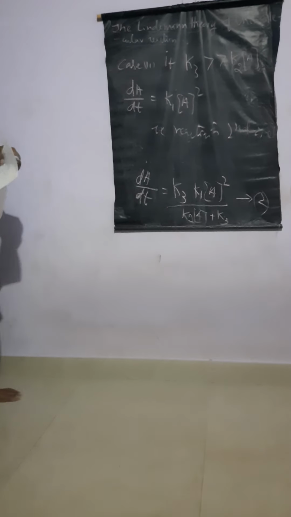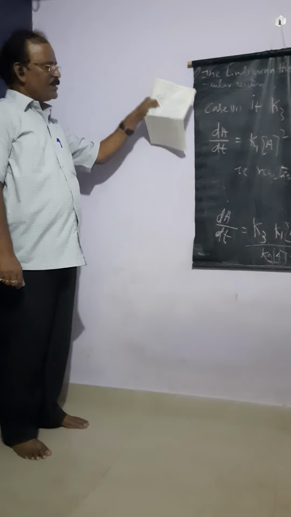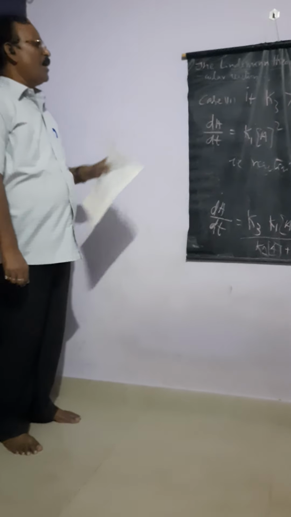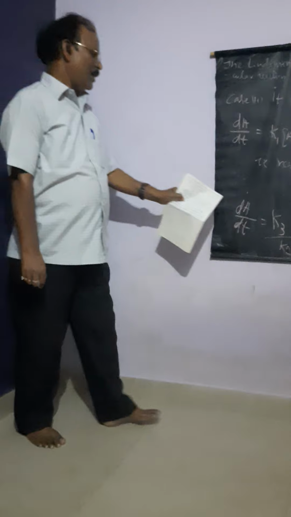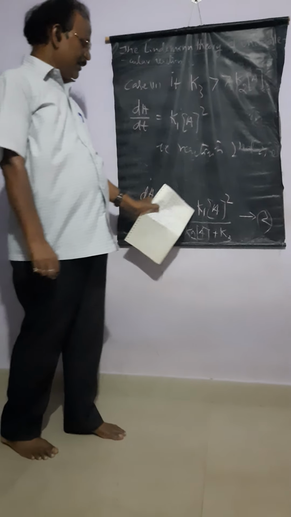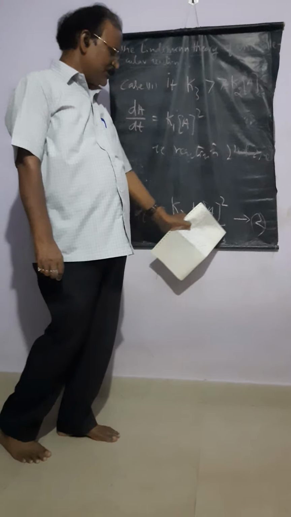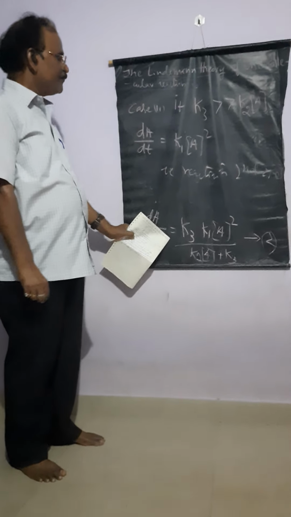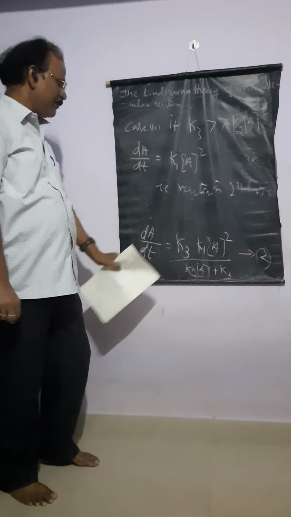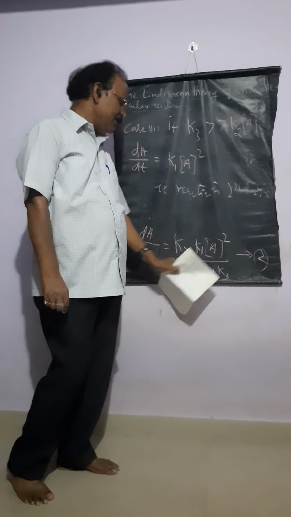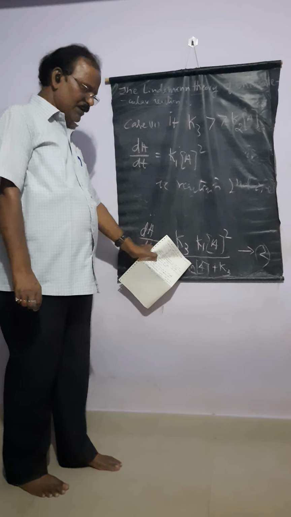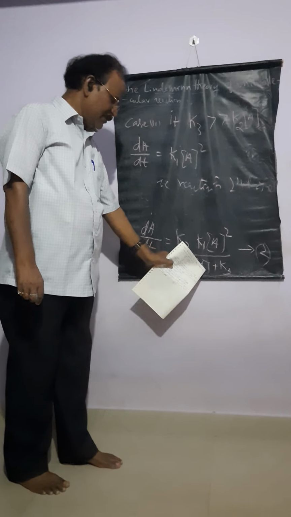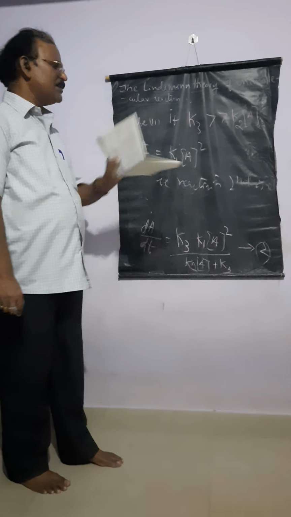So this is the Lindemann's theory of a unimolecular reaction. It takes place via three steps, and also according to the steady state approximation, you have the equation dA/dt is equal to K3 K1 A square divided by K2A plus K3. By this equation, two cases arise. Case one is whenever K2A is very greater than K3, so K3 can be neglected. Then dA/dt is equal to K1 K3 by K2, another constant K dash, into A. So the reaction is first order.